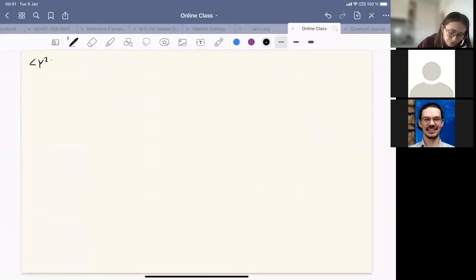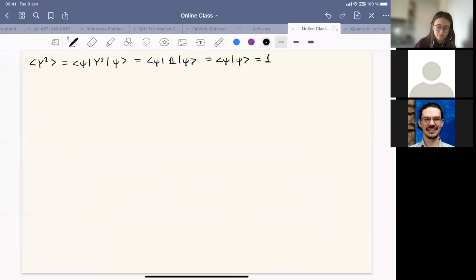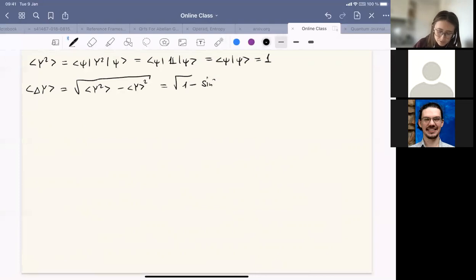Then the average of y squared, by the same logic as for x, this is psi y squared psi. y squared is the identity. And so I just end up with psi psi, which is normalized, so it's 1. And hence the delta y, the variance, which is the square root of the average of y squared minus the average of y squared, would be the square root of 1 minus sine squared 2 theta sine squared 2 phi. Okay.